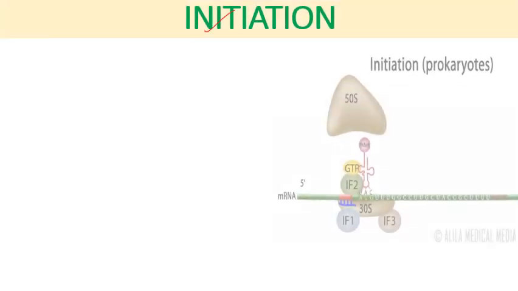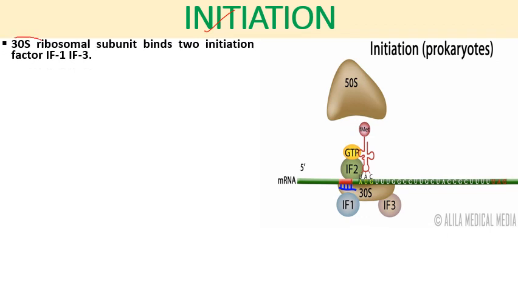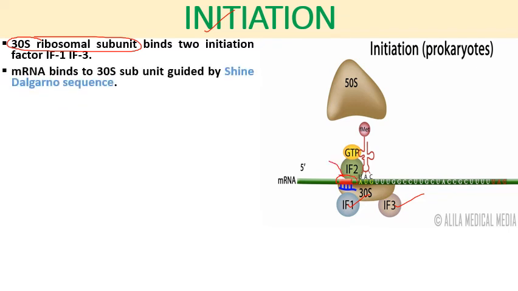The first step in translation process is initiation. In this process, the smaller subunit, that is 30S ribosomal subunit, binds with two initiation factors, which are IF1 and IF3. Then, this smaller subunit binds at specific position on mRNA, which are known as Shine-Dalgarno sequences. So, this mRNA binds to 30S subunit, which is guided by some special sequences which are known as Shine-Dalgarno sequences.